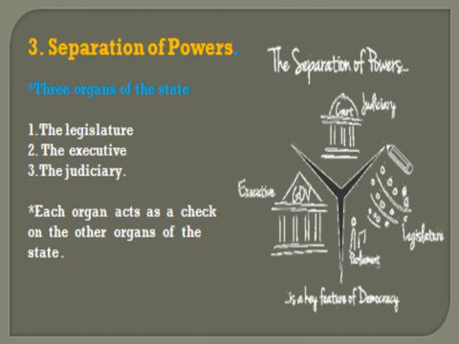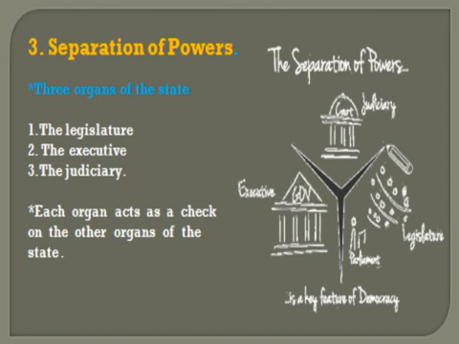Next important feature is the separation of power. As you know, there are three organs of the state or government: the legislature, executive, and the judiciary. Judiciary is the system of courts like Supreme Court, High Court, and local courts. Legislature is the parliament which makes the laws for the country, and executive enforces the laws made by the parliament. It includes the Prime Minister, cabinet ministers, as well as the administrative officials.